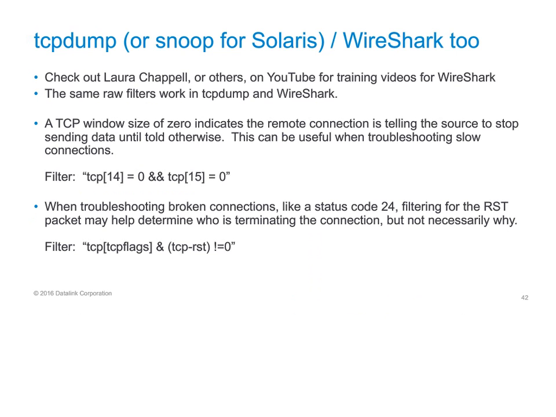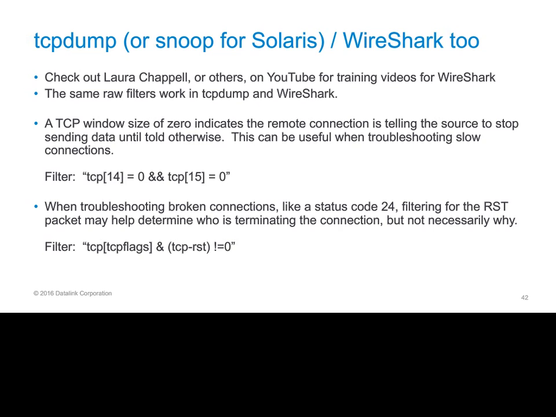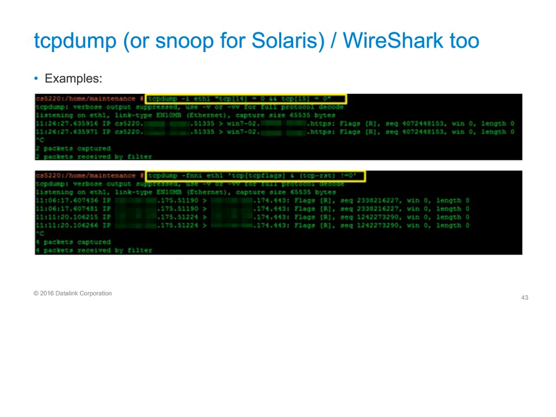Now, tcpdump. Most of us in the backup world don't get into this level of troubleshooting, but here are a couple of filters that you can plug into tcpdump real quick to see if a connection is being broken. If you are troubleshooting status 24, where is the reset coming from? That will give you an idea of where to look. And you'll see how to use those right here. Again, you don't have to know everything about it, but having these will help identify when there is a problem.